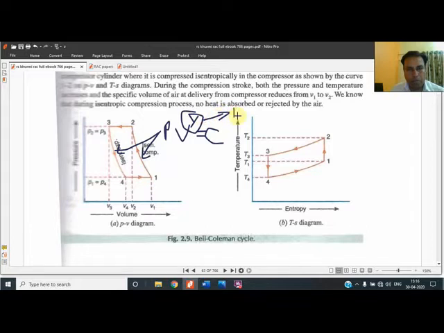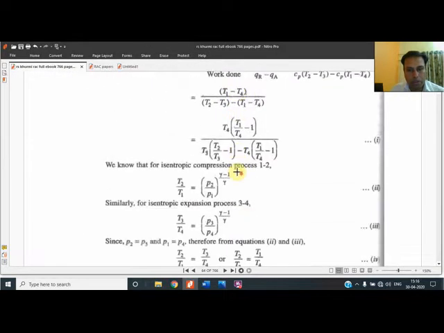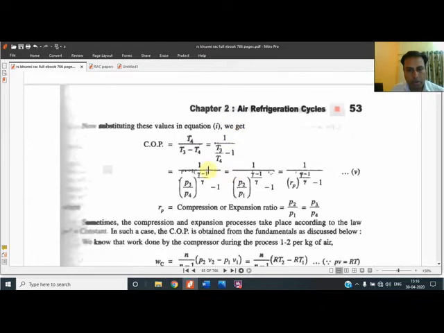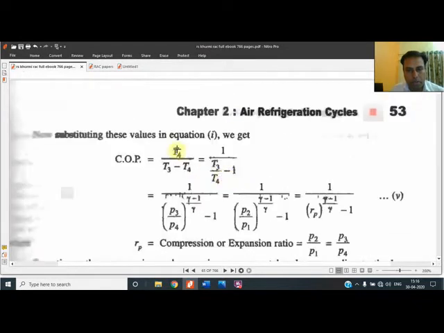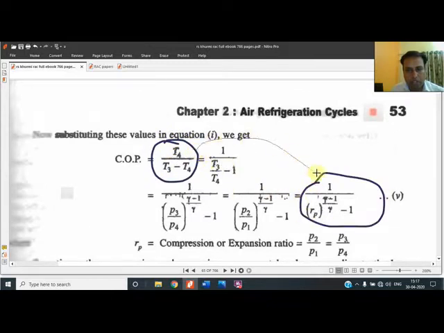If this value is 1.4, then we will use this formula for COP. This simple formula for COP we will use. The simple formula is being shown to you, either this or this. Both of these formulas are the same.